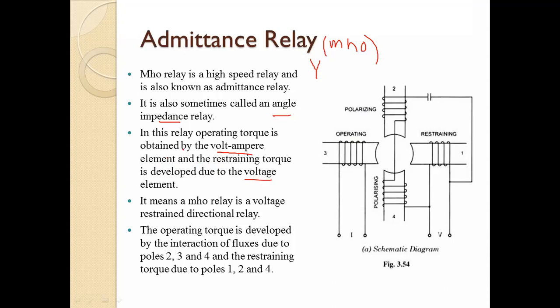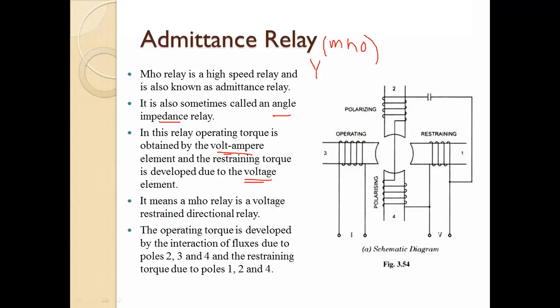So, in the reactance relay, operating torque was obtained by the overcurrent element, and restraining torque was obtained by a current and voltage element. First was by overcurrent, and second was by current and voltage. Okay, that is the restraining torque. And remember here, this operating torque is obtained by volt-ampere and restraining by voltage element. So remember these two differences.